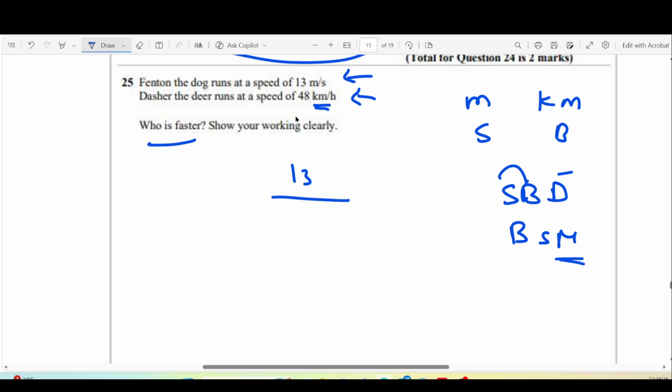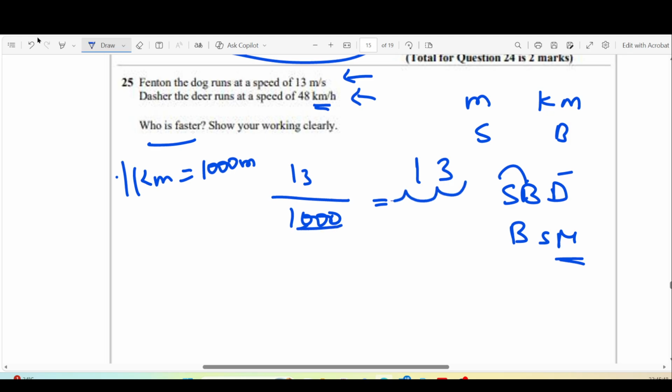So we divide it by 1000 because 1 kilometer is equal to 1000 meters. We just write whatever is the numerator first. 3 zeros, so 1, 2, 3. There the decimal will go. This is empty, fill it with 0. If the number starts with a decimal, put a 0. So the answer is 0.013. This is in kilometers. Okay.